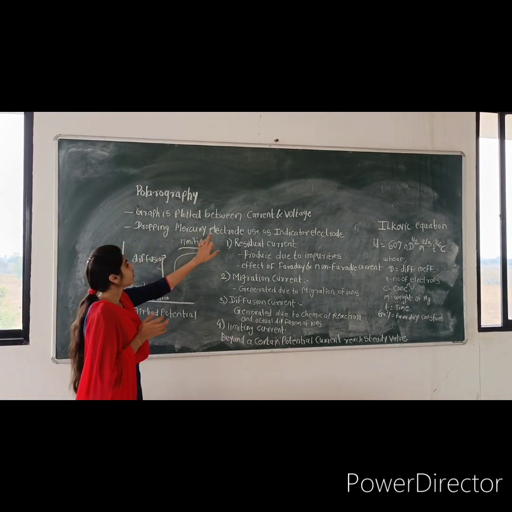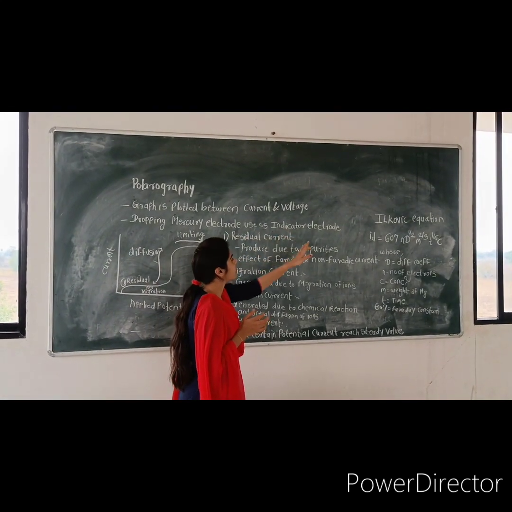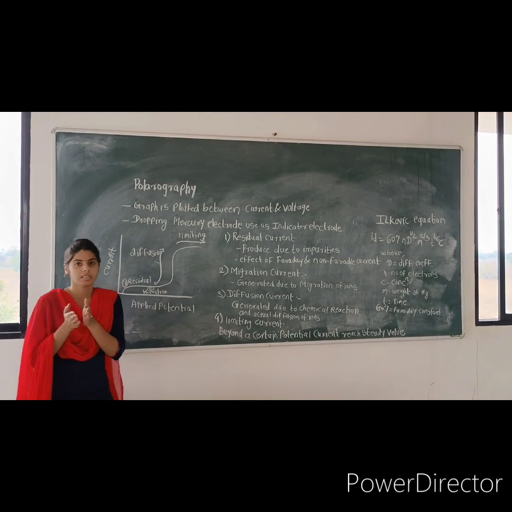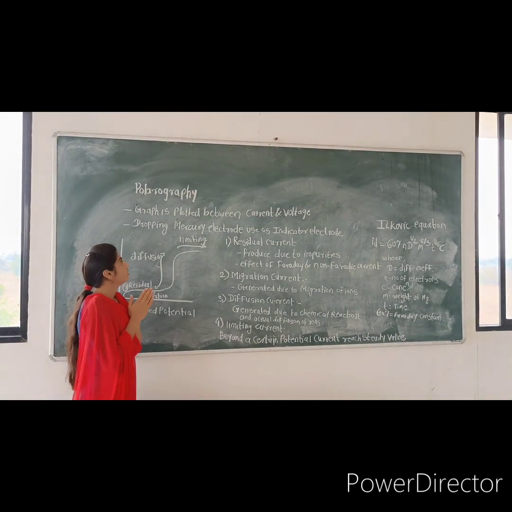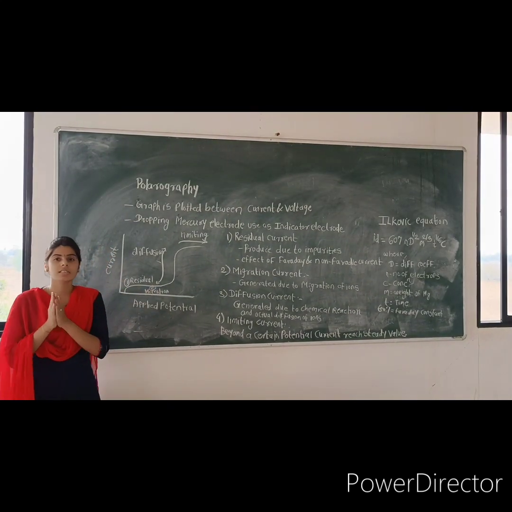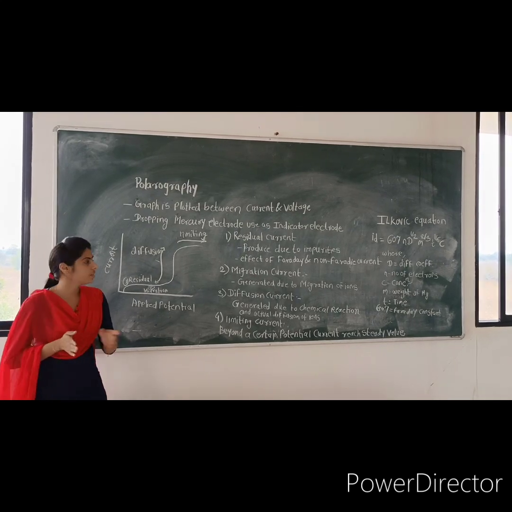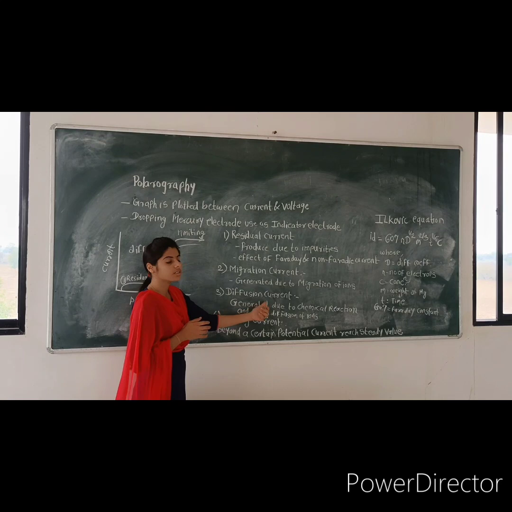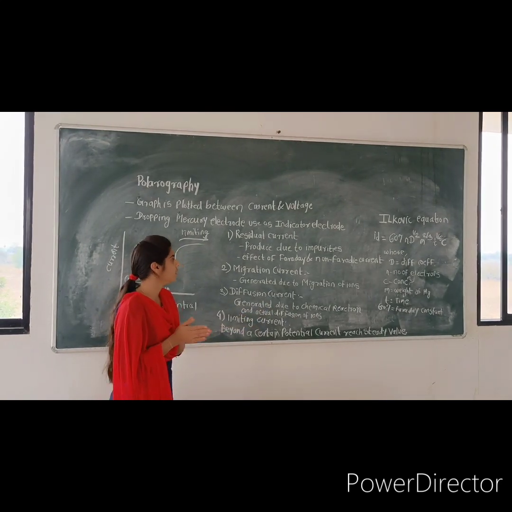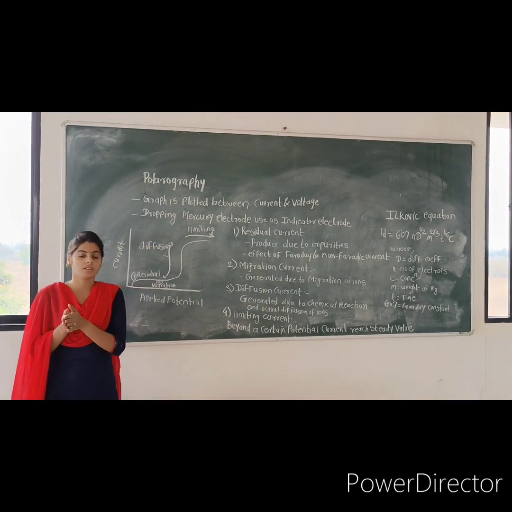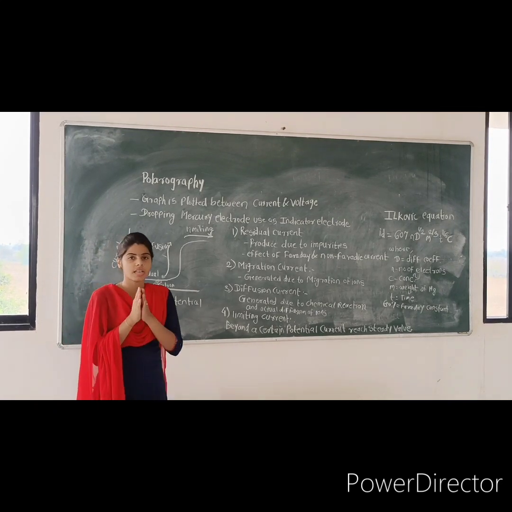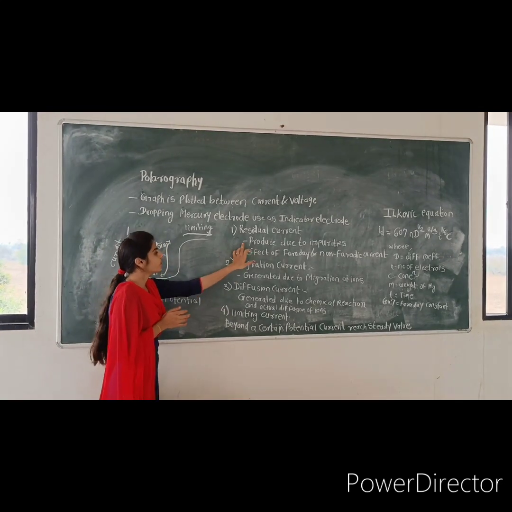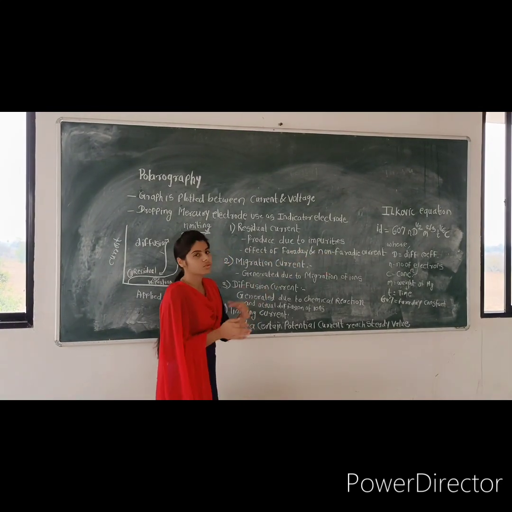Then the dropping mercury electrode is used as an indicator electrode in it. In polarography we see four types of current. First one is residual current, second migration current, third diffusion current, and fourth limiting current. So what is meant by residual current? Residual current means the current which is produced due to the presence of impurities.